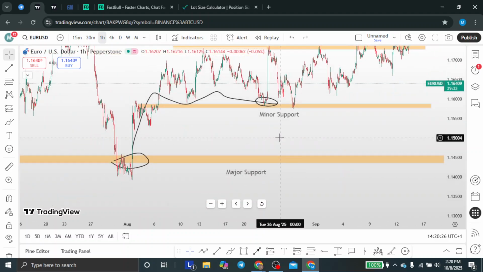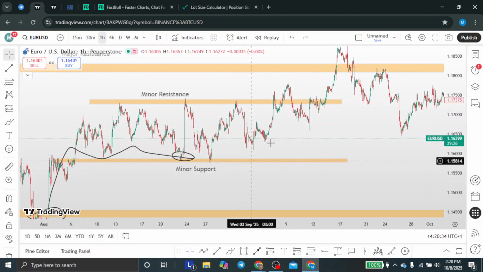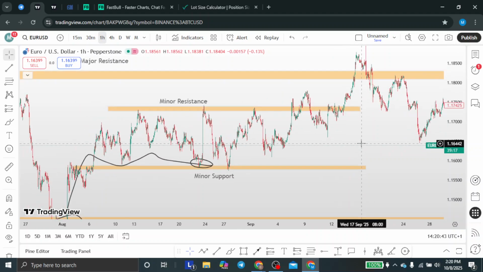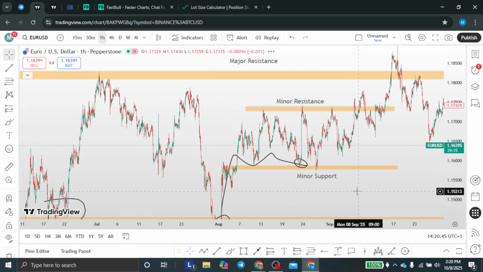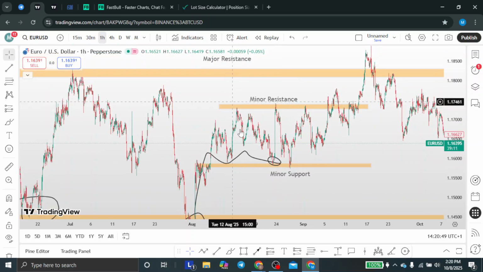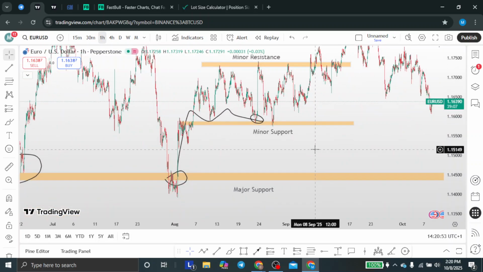Now look at the major support we were buying from. Price came, it created a minor level here. After it created that minor level, we are seeing market is in a phase of what? Consolidation. It is in a ranging market, the internal structure between both the major resistance and the major support.